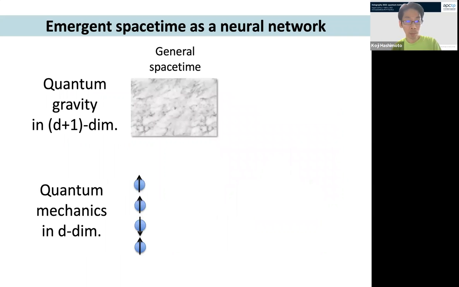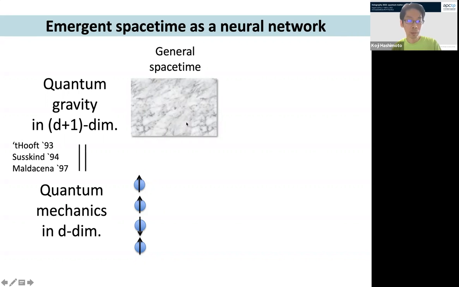So here is a cartoon picture of holography. On your top side, there is a description of, say, quantum gravity in higher dimensions, where general spacetime is described as this square. And on the other hand, you have quantum mechanics in lower dimensions. For example, the alignment of spins here. This is a quantum system. And you want to make a bridge between these two. So what kind of quantum mechanical system gives you a classical gravity spacetime?